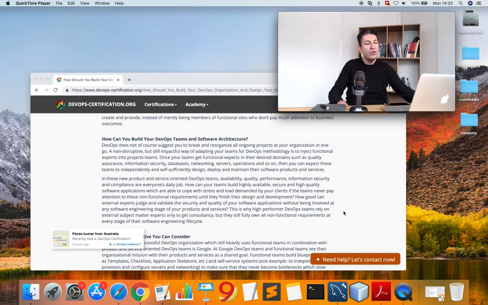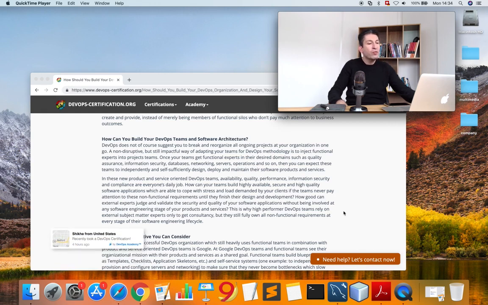And in these new product and service-oriented DevOps teams, availability, quality, performance, information security, and compliance are now everyone's daily job instead of outsourcing these jobs to external teams. How can your teams build high-quality, highly available, secure software applications which are able to cope with the stress and load demanded by your clients if the teams never pay attention to these non-functional requirements until they really finish their design and deployment? How well can external experts judge and validate the security and quality of your software applications without being involved at any software engineering stage of your products and services?